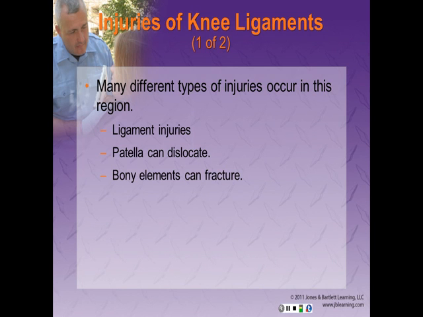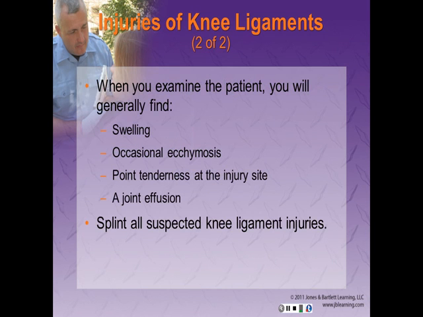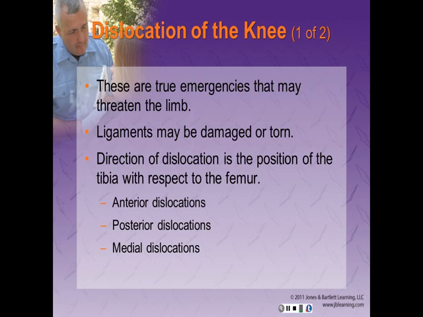When you examine the patient, you will generally find swelling, occasional ecchymosis, point tenderness at the injury site, and joint effusion. You should splint all suspected knee ligament injuries, and the splint should extend from the hip joint to the foot, stabilizing the bone above the injured joint and the bone below it. A variety of splints can be used, including a padded, rigid, long leg splint or two padded board splints.